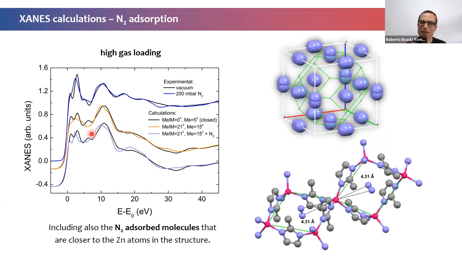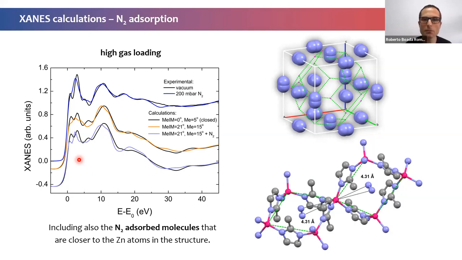We included the nitrogen molecules which are absorbed in the pore structure, closer to the zinc atom, the ones that are located inside the open square pore window, located in the middle. And when we included these nitrogen molecules in the calculations, we found that we were reproducing the experimental spectra much better. So we had a better relative intensity.